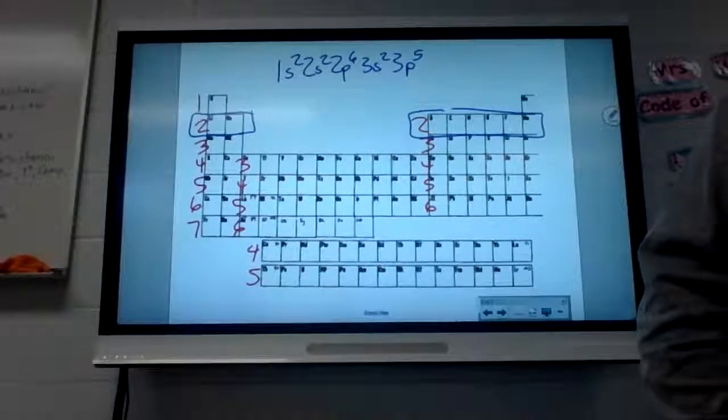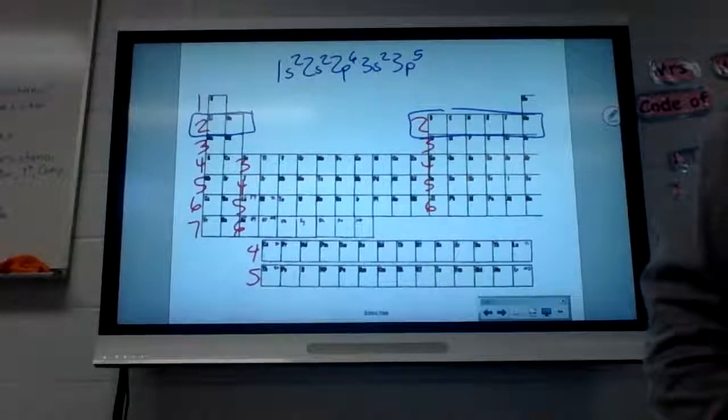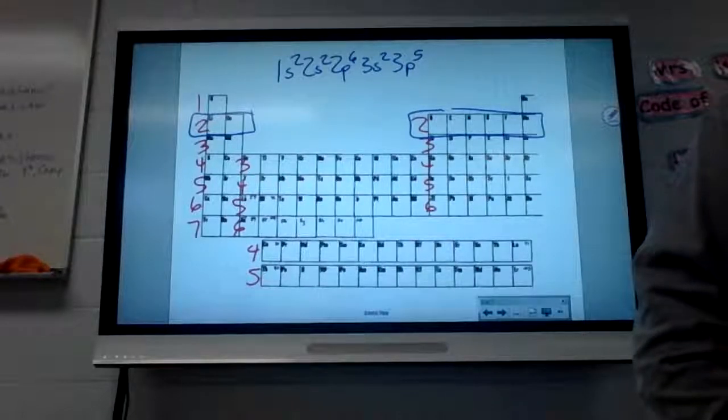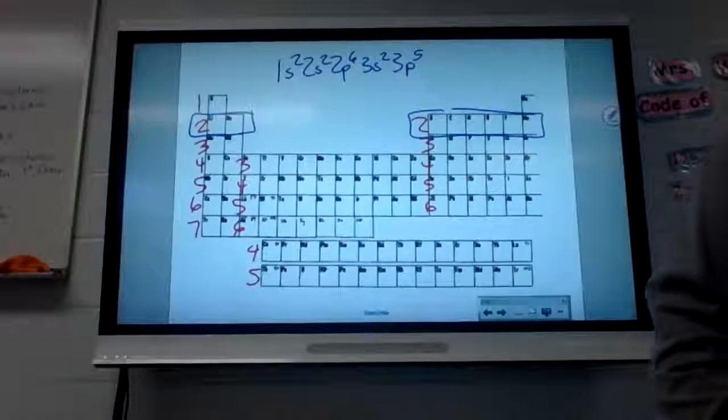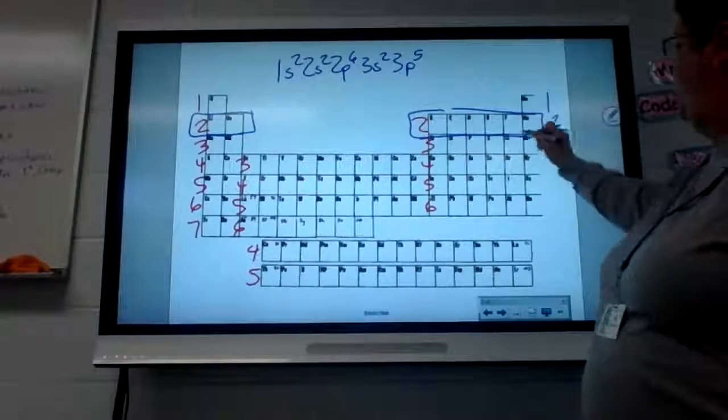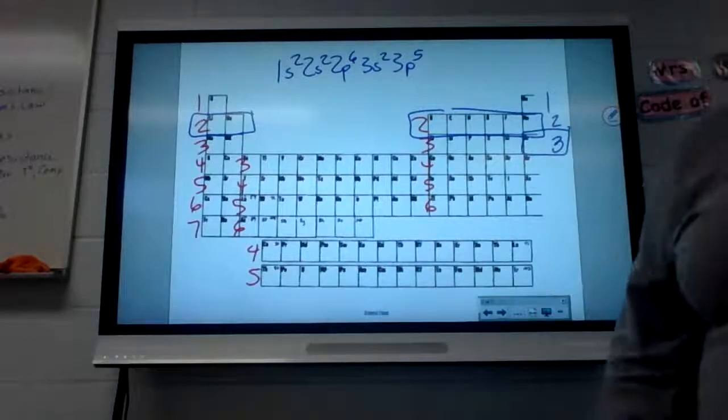And D, the electron dot symbol for aluminum would have how many dots? 3, because there are 3 outer shell electrons. The third period element that has an octet? Ar. 1, 2, 3, there's your third period, so it's Ar.